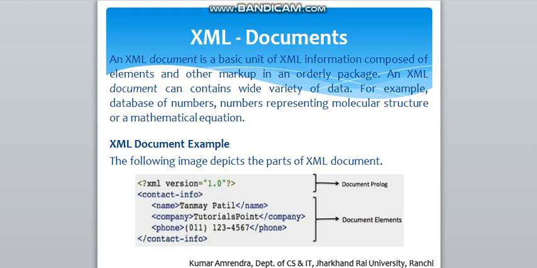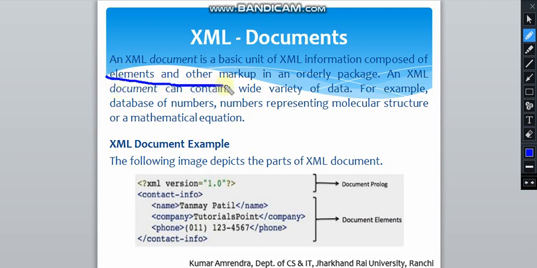Hello students. In today's lecture we are going to see about XML documents and the document type declaration, that is DTD. So what is an XML document? Let's start with the definition. An XML document is a basic unit of XML information composed of elements and other markups in an orderly package.